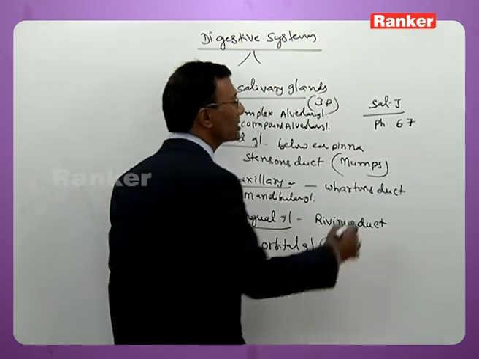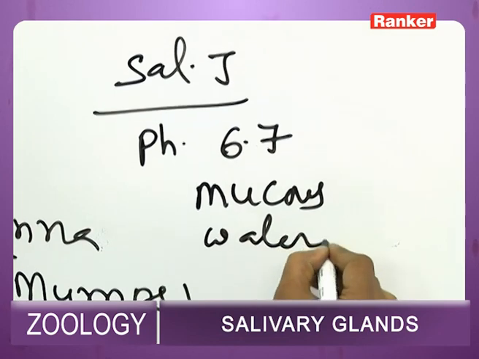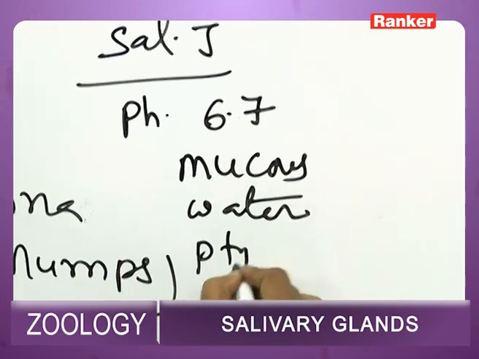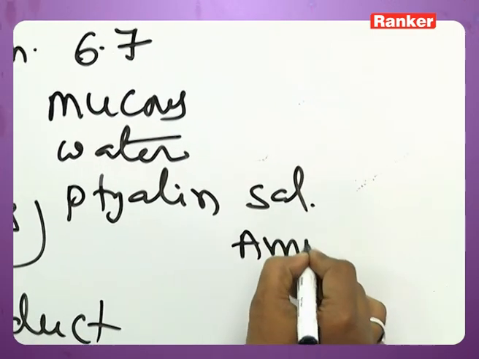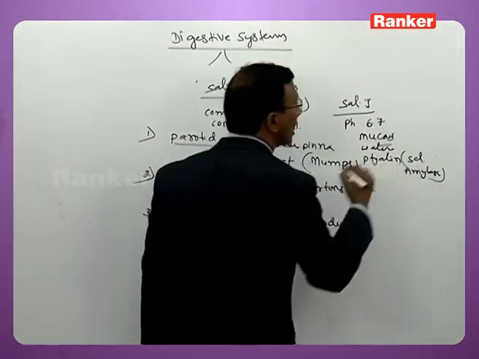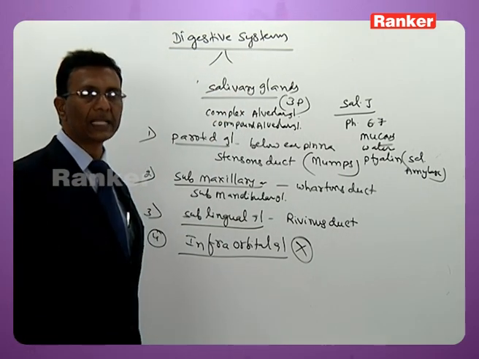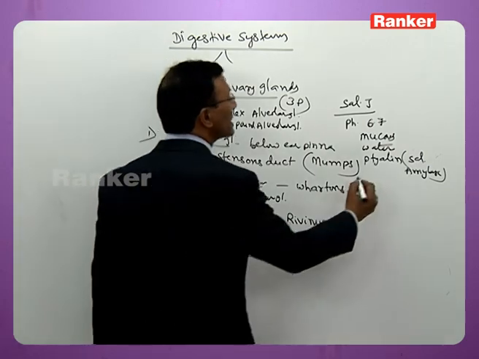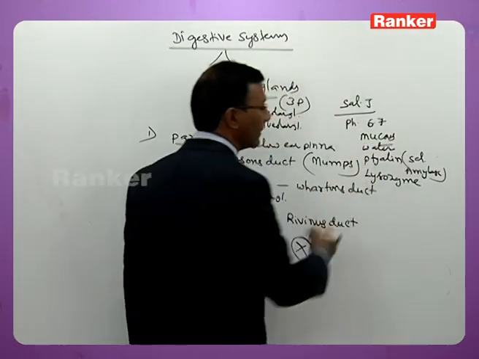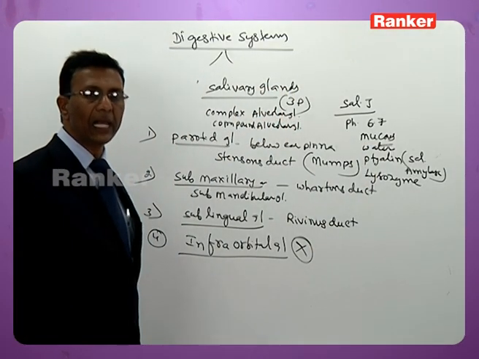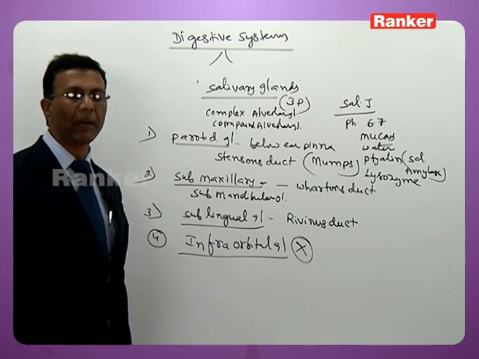Then what is the composition of salivary juice? It has mucus, water, and an enzyme called ptyalin, also called salivary amylase. Apart from this, it has another enzyme called lysozyme. Lysozyme is a bacteria-killing, bactericidal enzyme, and it is present in abundant amounts.